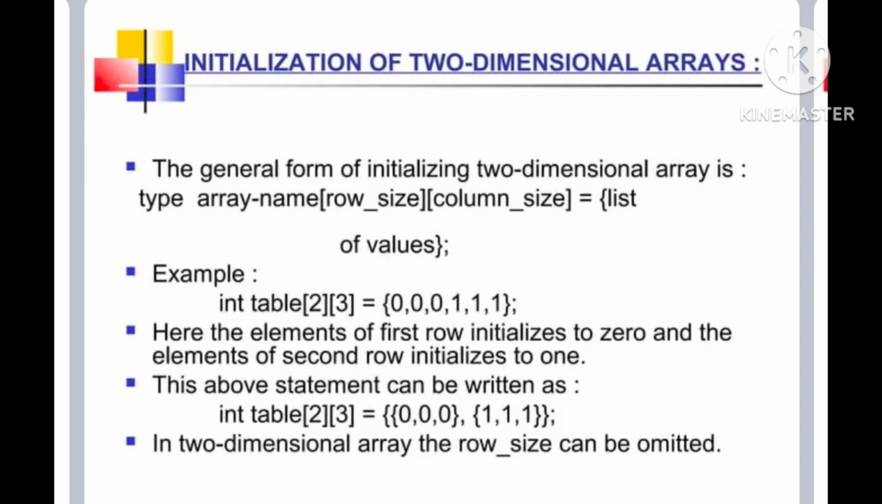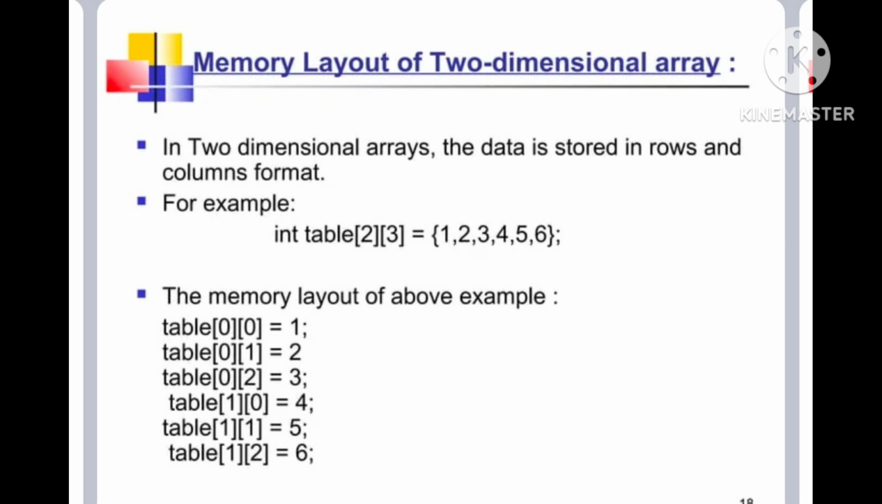Example. Here the elements of first row initialize to 0 and the elements of second row initialize to 1. The above statement can be written like this. In two-dimensional array, the row size can be omitted. Memory layout of two-dimensional array. In two-dimensional arrays, the data is stored in rows and columns format. For example, int table[2][3]. The memory layout of above example is like this.